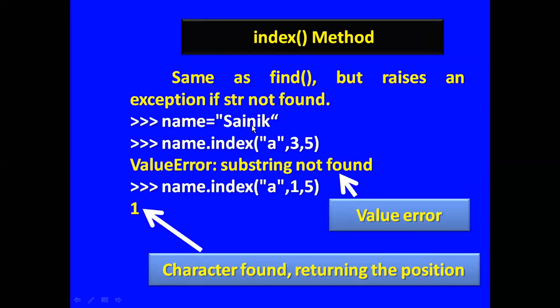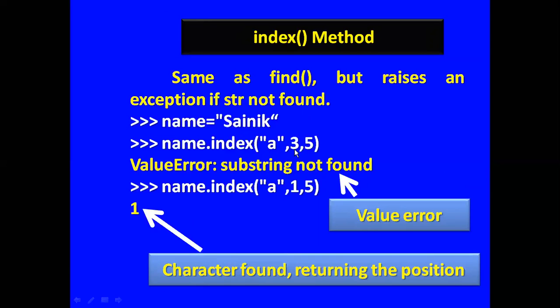Now starting from the third position till the fifth position, which means starting from n till k, is a present? It says no. If I say starting from the first position, 0, 1, till the fifth position, is a present, the answer will be 1.